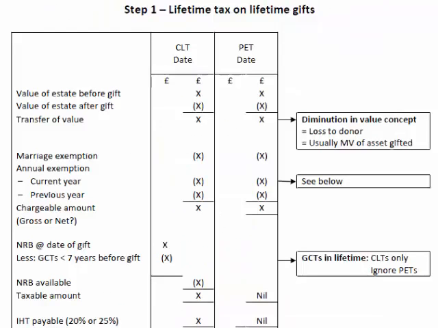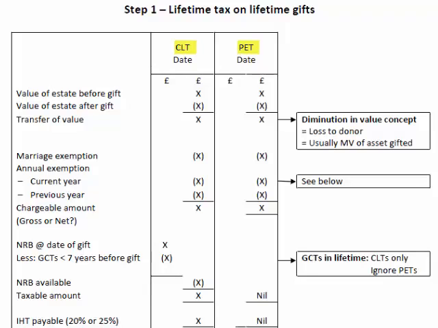So the first step to any inheritance tax question will be to calculate the lifetime tax on any lifetime gifts. And that is what this first pro forma is for. You can see that we have a column here for a CLT and a column for a PET. But a question may have any number of CLTs and PETs in it, and we do recommend that you set out your computation with those all in columns side by side.